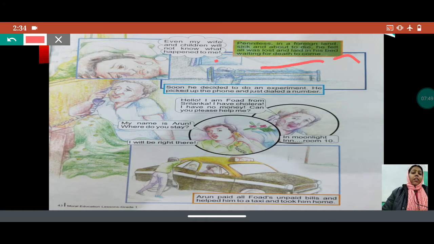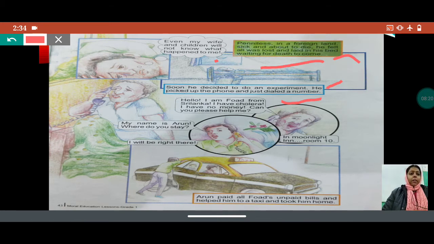So in a foreign land he was having no money, and he was on his bed waiting to die, waiting for death to come to him. So he was very worried and upset. Soon he decided to do an experiment. He picked up the phone and just dialed a number. Now an idea came to his mind. He decided to do an experiment. Now he picked up the phone and called a number. It was a random number.